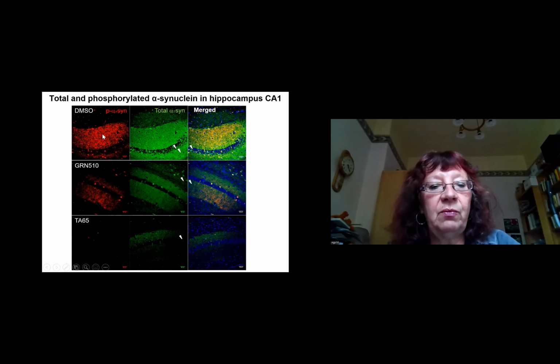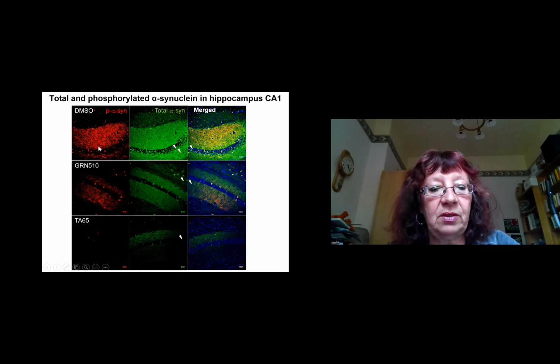And here we see the controls where you have quite a lot. So this is merged between red and green. And this I have to emphasize that this is all the same exposure in the microscope. So we kept this very constant. However, you see the treatment with the synthetic compound decreases both the phosphorylated and the total alpha-synuclein levels. And you see with TA65, you barely have any phosphorylated, and you have a little bit from the total alpha-synuclein left. So the next slide is a bit busy.